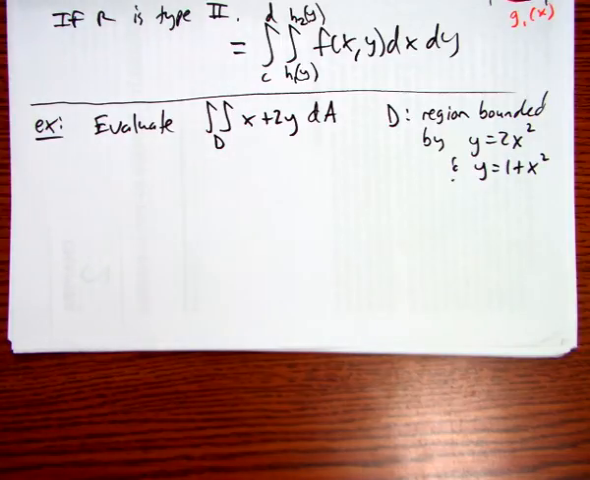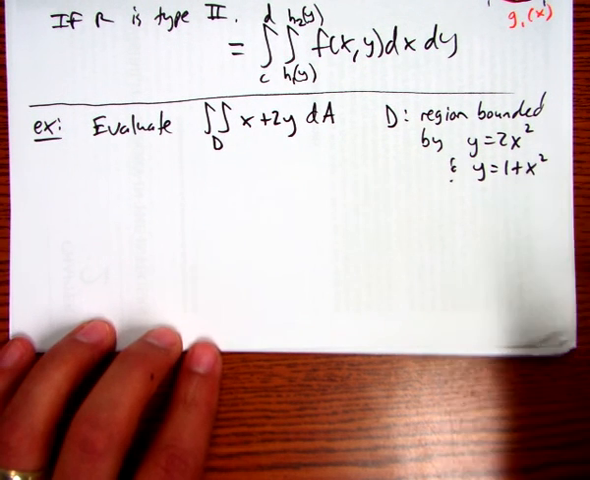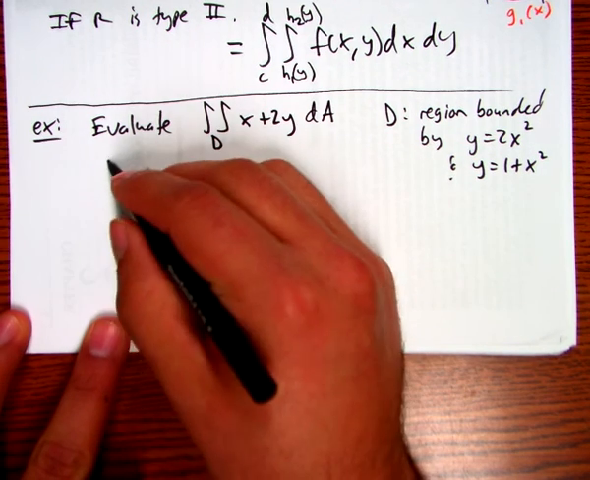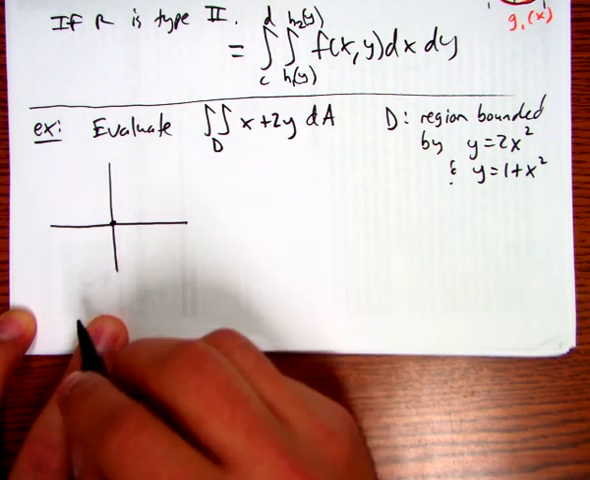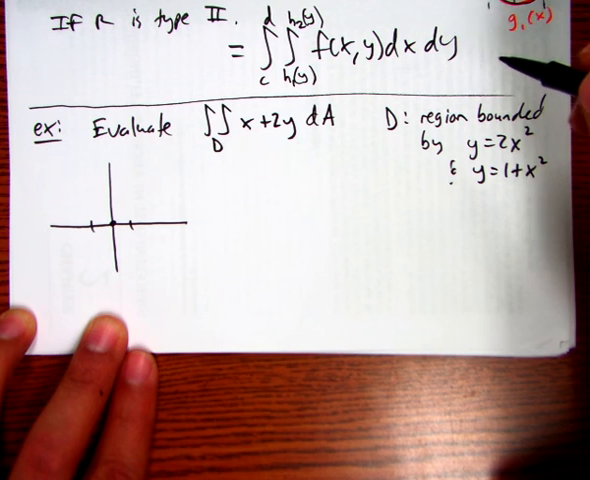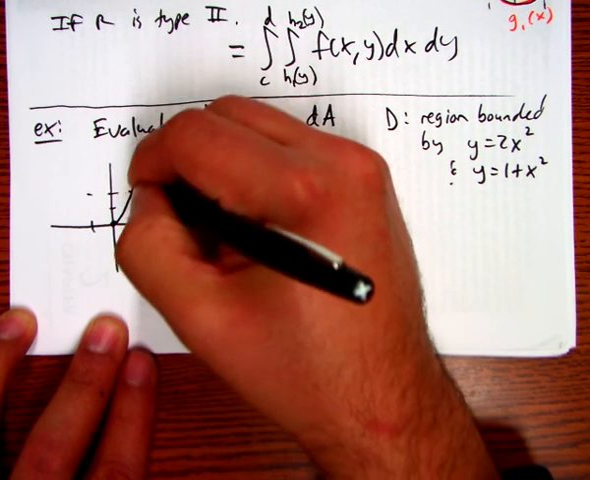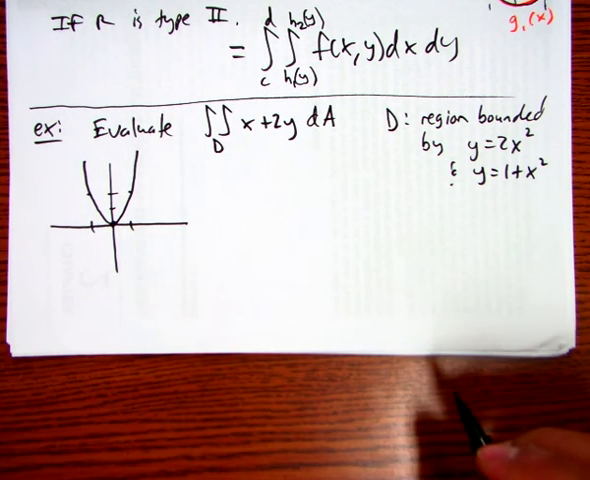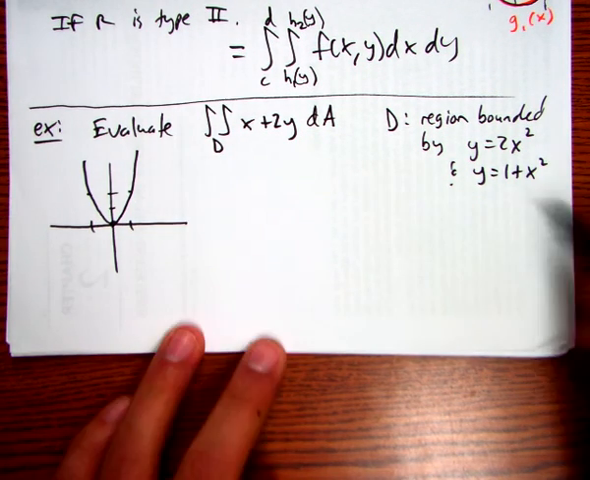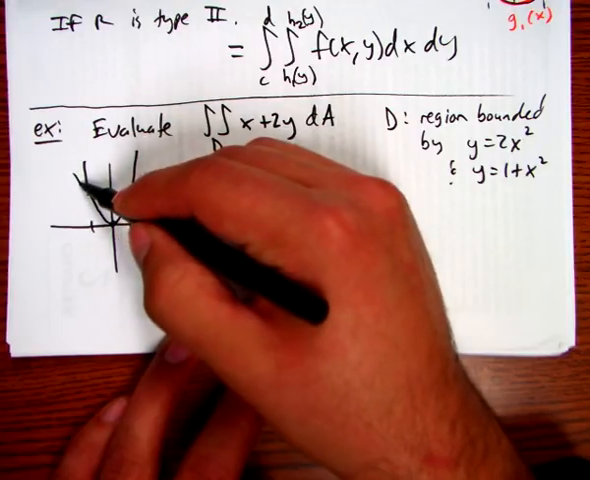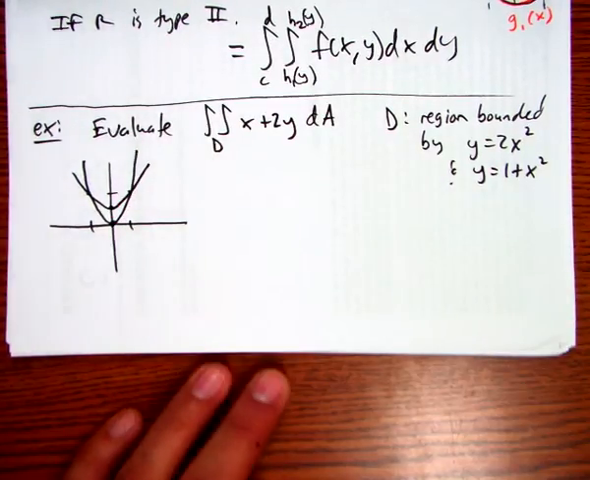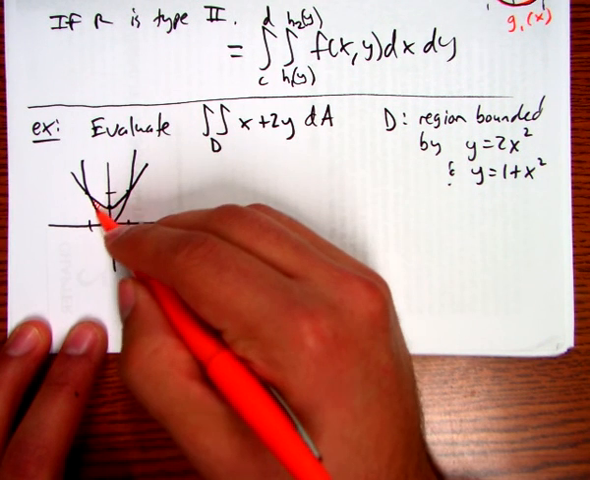Absolutely draw a picture. I think it helps to see what needs to happen. You could always skip that piece if you kind of know what's going on, but until you get really comfortable with these, I would suggest let's go ahead and draw this region D. Y equals 2x squared looks something like this. And now 1 plus x squared, that's just going to have its vertex here. So that looks something like this. So our region D is this boomerang-like region.